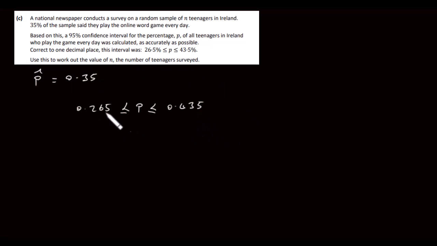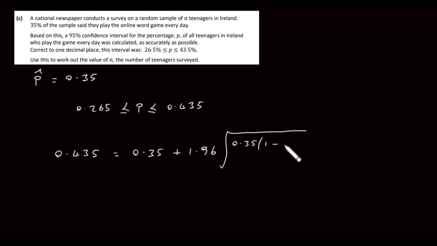So if you have a look at this, you can look at either end. You can look at this side or this side here. I'm going to take this one here. How was this actually calculated? So if you take the 0.435, that was calculated by taking the p hat, which was 0.35, and adding on 1.96 times the standard error, which in this case is the square root of p hat times 1 minus p hat over n. So our p hat is 0.35, 1 minus 0.35 divided by n. So we just got to solve this for n. So let's start doing that then.